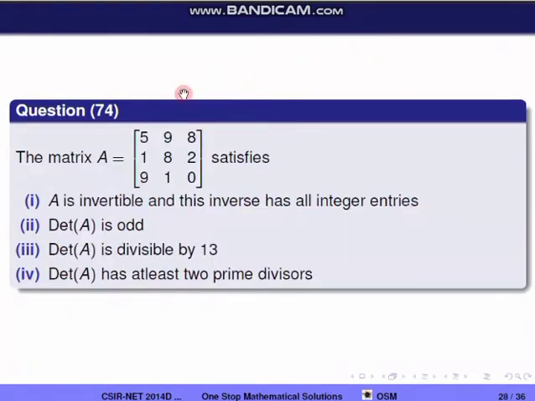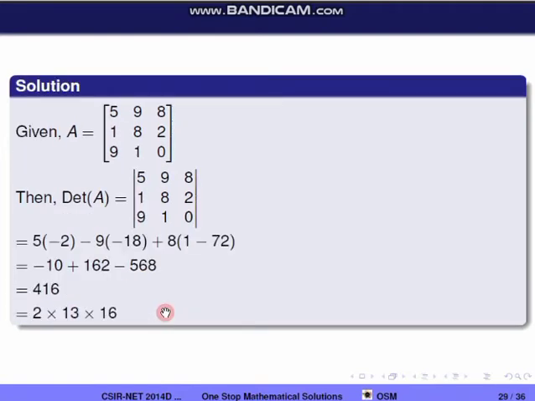Next question, question 74. The matrix A is equal to 5, 9, 8, 1, 8, 2, 9, 1, 0 satisfies. So given a matrix here, we have to find which of the options are correct. We'll look at how to do this question. They are given A here. I am finding its determinant.